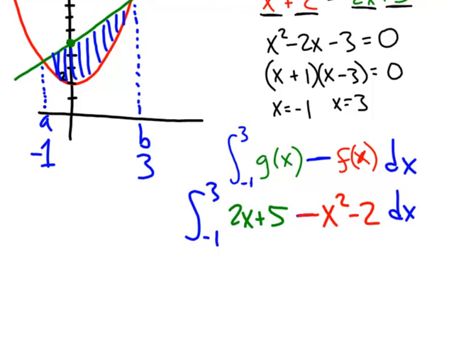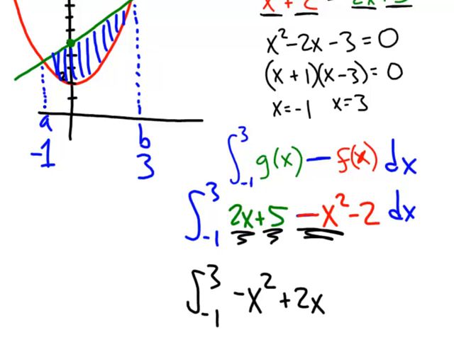All right, before we do our FTC, let's go ahead and combine like terms. So -1 to 3. If you're like me, you just by habit put things in standard form. So we'll put the quadratic term first. You don't have to, but I'll choose to. Plus 2x plus 5 minus 2. That's going to be plus 3.